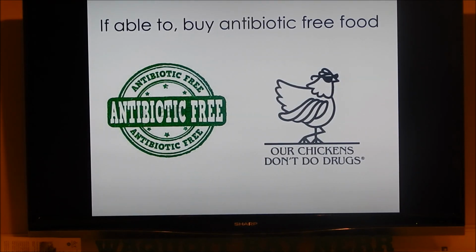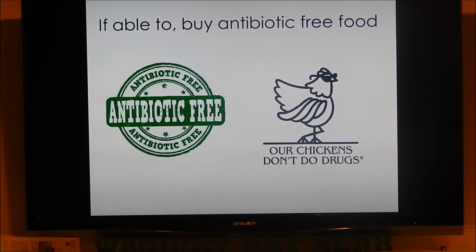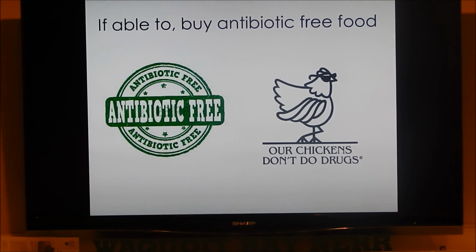Another one is, if you're able, to buy antibiotic-free food. We can make decisions with our wallets, and a lot of places have started to make changes because people have demanded them. That said, I know this can be expensive and not everyone's able to do it. It's just something to think about.